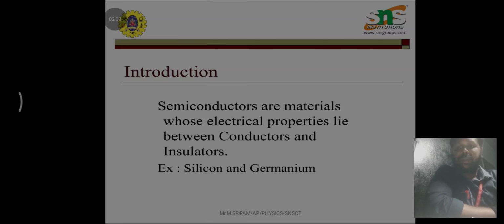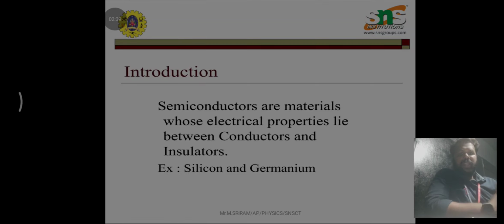Properties of semiconductors. The resistivity of semiconductors lies between that of conductors and insulators. At 0 Kelvin the semiconductor behaves as an insulator. In semiconductors both electrons and holes are charge carriers. When impurities are added, the electrical conductivity of semiconductors increases. If we increase the temperature of semiconductors, the electrical conductivity also increases.